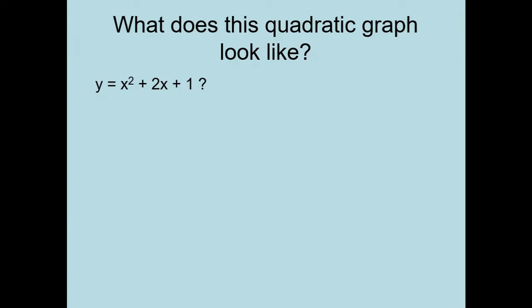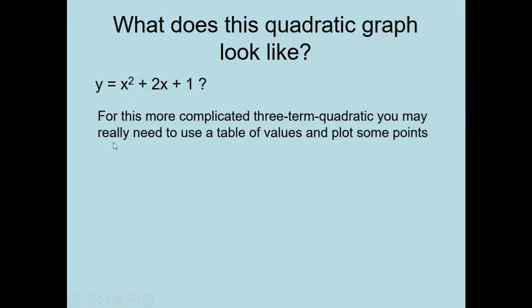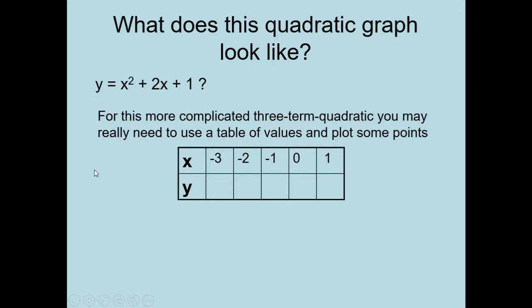This is related to the y equals x squared graph. With my 3 terms, it's a bit more complicated to just say it's 1 above or 3 below. So we may want to do a table of values and plot some points to see what this really looks like. Here's my table of values. Again, the x values in the question, they'll tell you to plot the graph where x is from -3 to 1 in this example, or from -5 to +5. They'll tell you what x values to choose, and you'll find the y values.